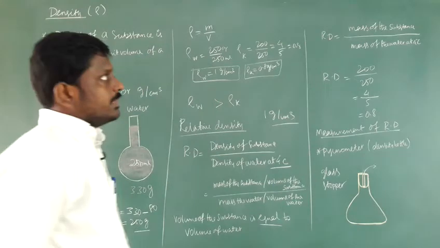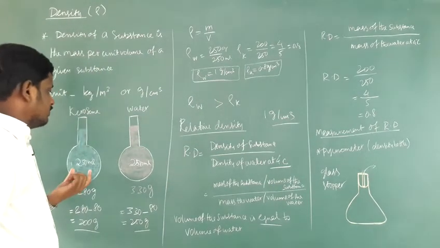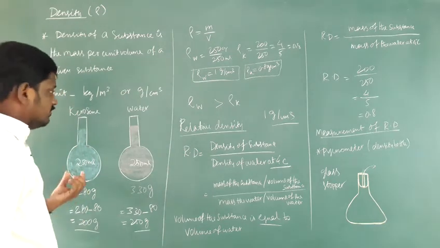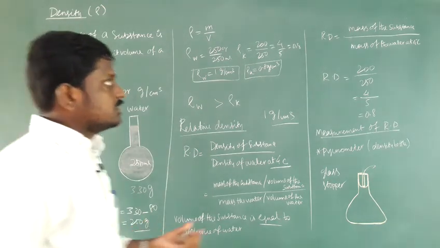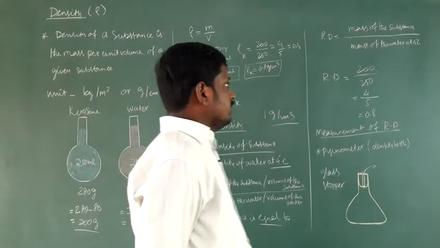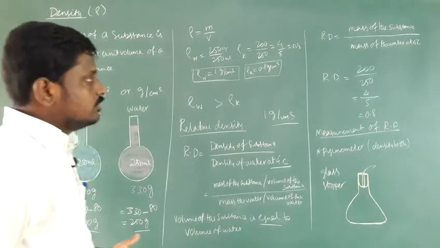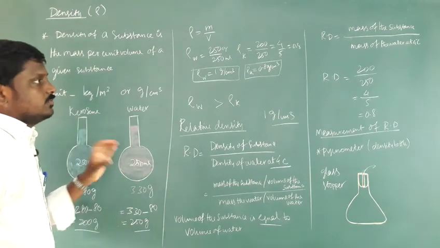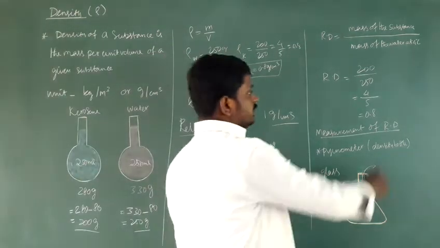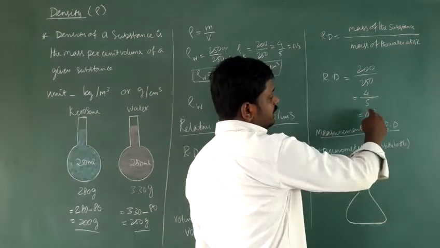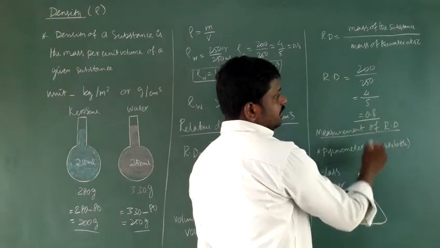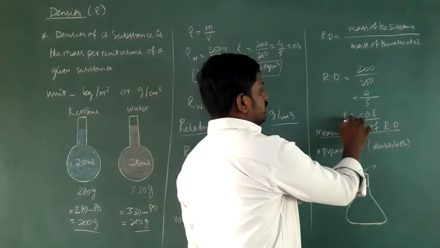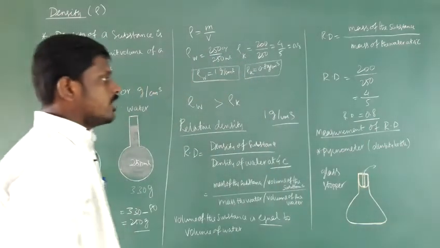So just compare. The mass of the substance, for kerosene, is 200 gram. Just substitute. Then the mass of the water for 250 ml is 250. We are going to find the relative density of kerosene with respect to water. So 200 by 250, so 4 by 5, you will get 0.8. The relative density has no unit. So the relative density of kerosene with respect to water is 0.8.